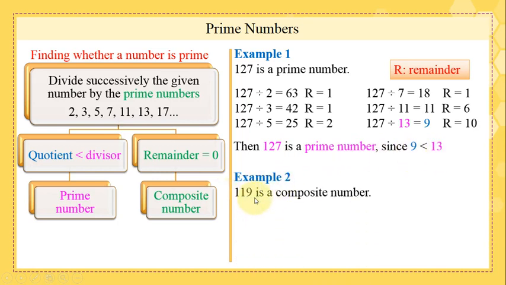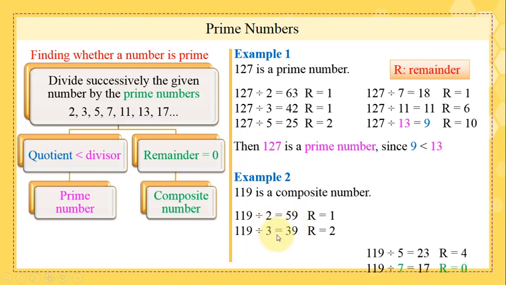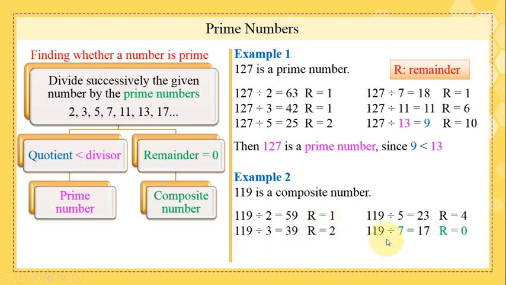Example 2. 119 is a composite number. You divide 119 by the first prime, which is 2, where you will get a decimal quotient whose natural part is greater than the divisor. So continue dividing 119 by the next prime numbers until you divide 119 by 7, where you will get a natural quotient, which means the remainder is 0. So you say that 119 is a composite since 119 is divisible by 7.